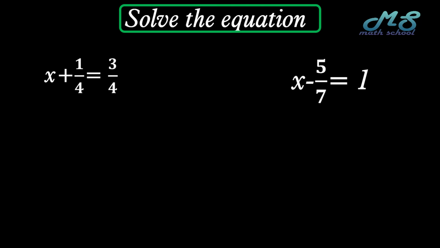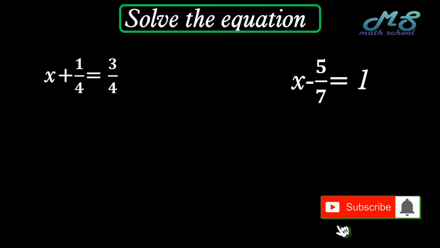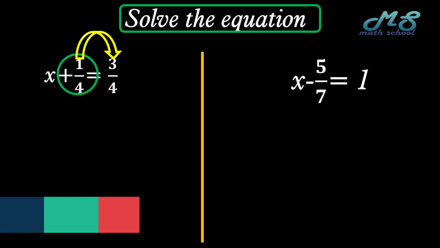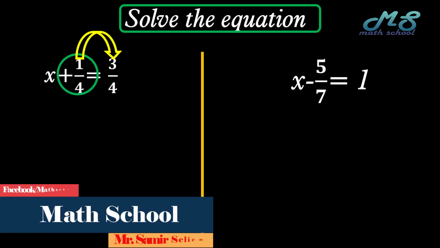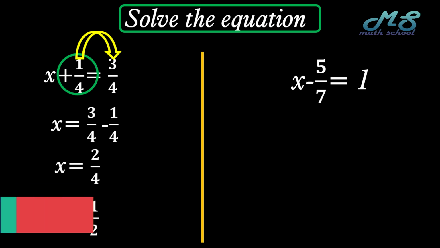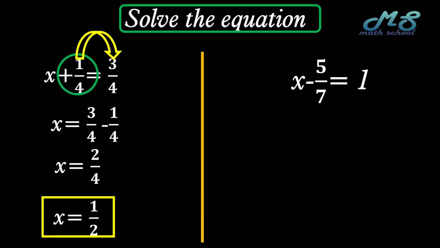Let's have another example. Solve the equation. The first equation, x plus 1 over 4 equals 3 over 4. The second, x minus 5 over 7 equals 1. Now, first circle 1 over 4 and move it to the other side to be subtracted. We will use here the inverse operation. Now, x equals 3 over 4 minus 1 over 4. Now, x equals 2 over 4. In the simplest form, we can simplify x equals 1/2.